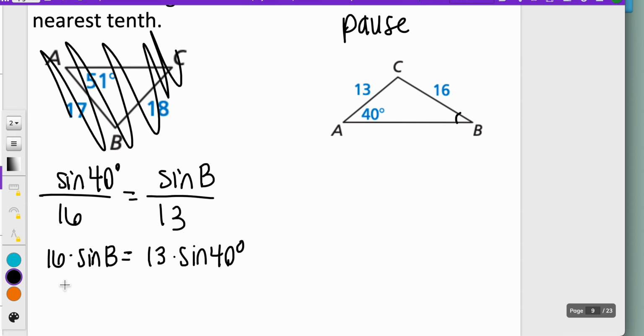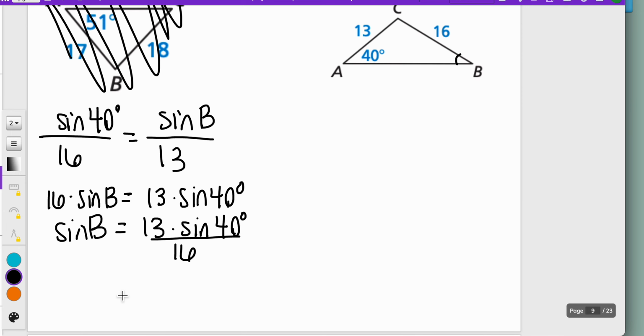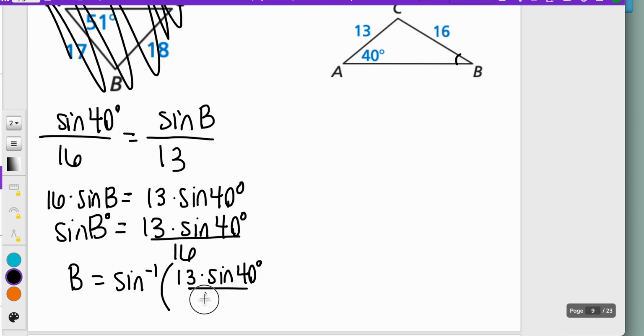To find sine of B, I'm going to divide by 16 to get that isolated first. So I have sine of B is equal to 13 times the sine of 40 degrees over 16. And then this is where I need to use my inverse because I don't know the degree measure. So B can be found by finding the inverse of sine of 13 times the sine of 40 degrees divided by 16.